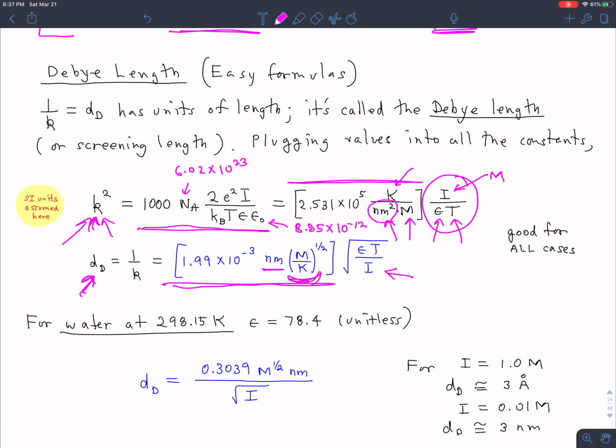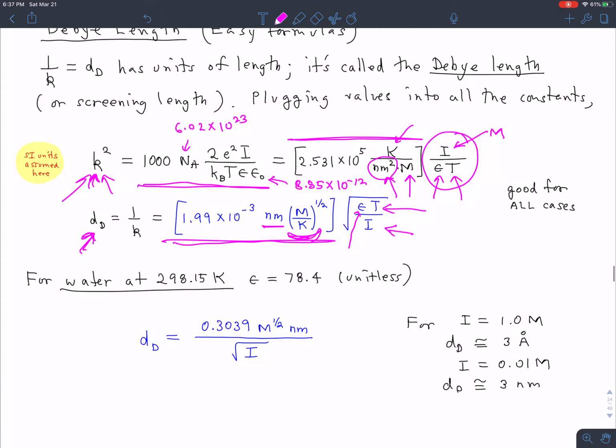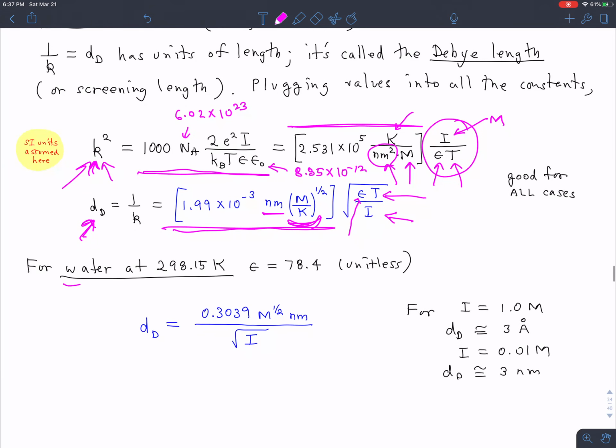That's a nice formula. It works in all cases. I haven't assumed water, for example. I haven't assumed 298 K for the temperature. So if you're not at 298 K, this is the formula you've got to use. If you're not in water, this is the formula you've got to use. But the vast majority of cases are in water, and most of them are at 298 K too.